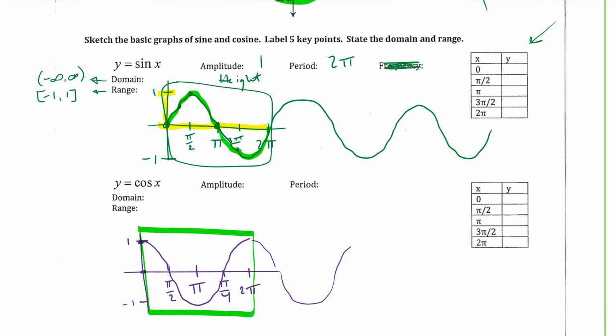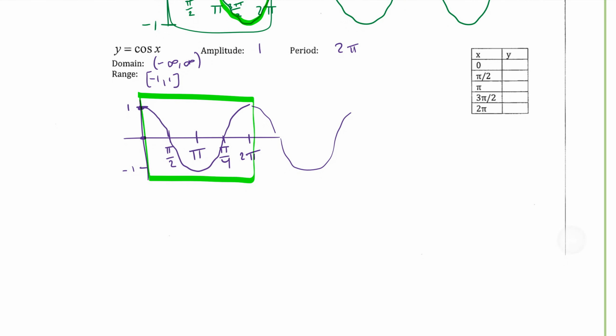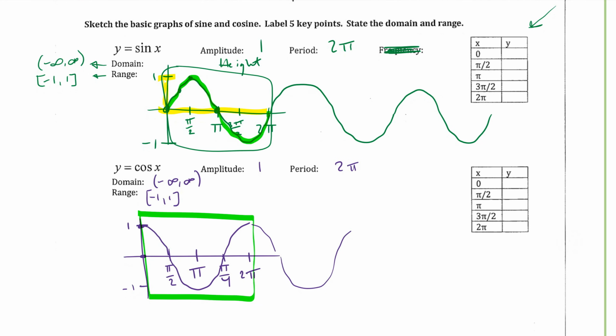So again, domain is infinite. The range is -1 to 1. The amplitude is 1, and the period is 2 pi. Okay? And that's what we talked about on Fridays. We just sort of discovered what these curves look like.